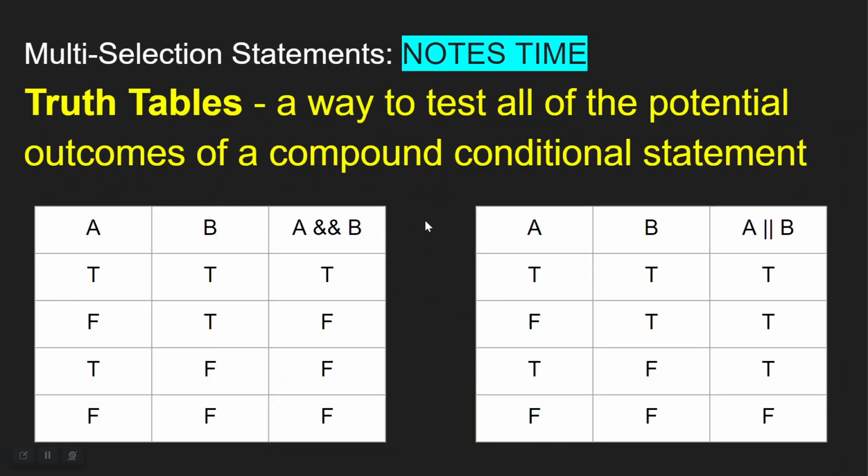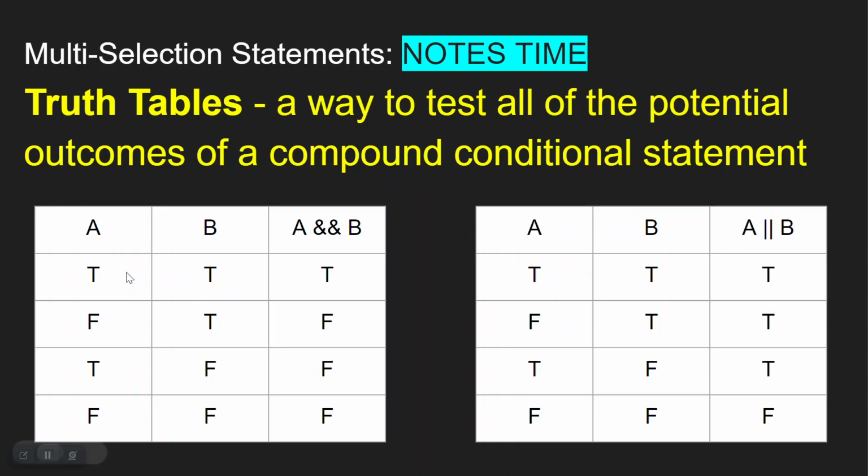So now it's time to introduce you to truth tables. If you have never created a truth table before, this is where we start doing them in Unit 3. Truth tables start off easy enough. They are a way to test all of the potential outcomes of a compound conditional statement. So if we are looking at two conditions, condition A and condition B, and we want to see what is going to be the outcome of A and B, one of the ways we could test that is with a truth table.